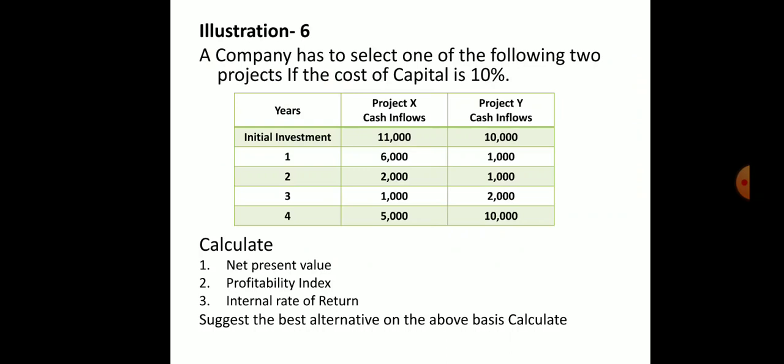Calculate net present value, profitability index, and internal rate of return. Suggest the best alternative on the basis of the above calculations. We have to calculate all these 3 methods and select according to these 3 methods which project we have to invest in. So try to solve this problem, students. If you have any doubt, you can call me or message me.